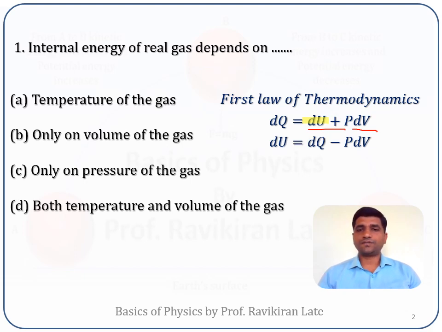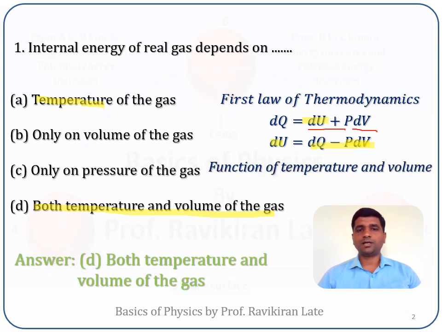Now if I rearrange this equation for the internal energy, we can find du equals dq minus pdv, which means the internal energy depends upon the amount of heat given to the system and the pressure-volume type of work done. As we know that internal energy is a function of temperature, the first option is also correct, and internal energy depends upon the pressure-volume type of work done. So it is option D, both temperature and volume of the gas. The correct answer for this question is option D.